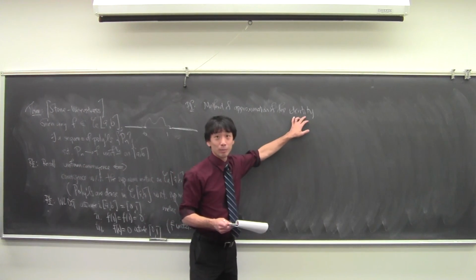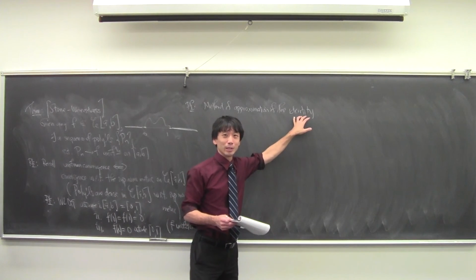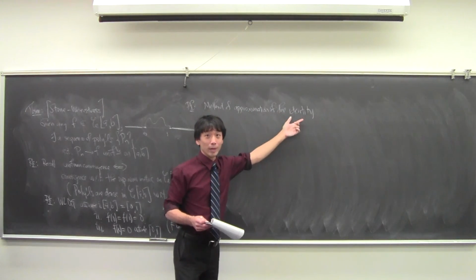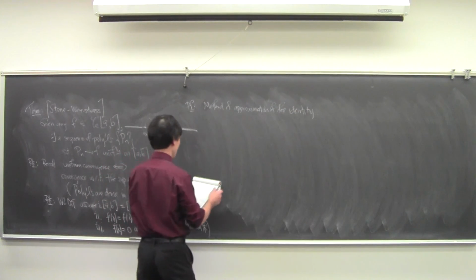This word identity means basically the multiplicative identity, something like the number 1. Right? So we're going to approximate something that we think of as the number 1. Well, what that is, we'll explain in a couple minutes. Okay.